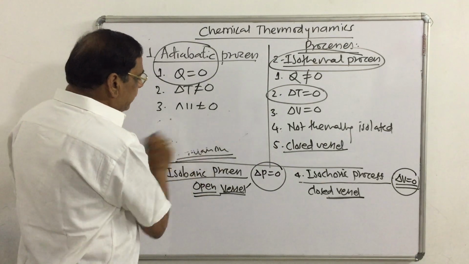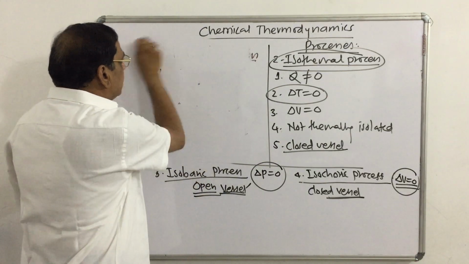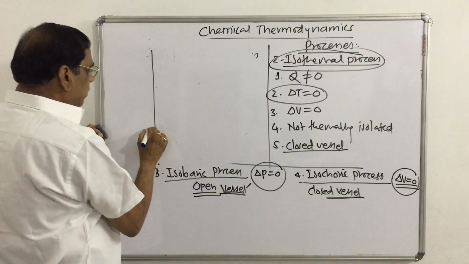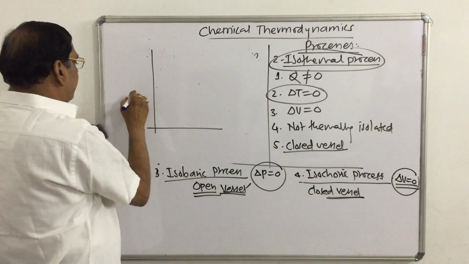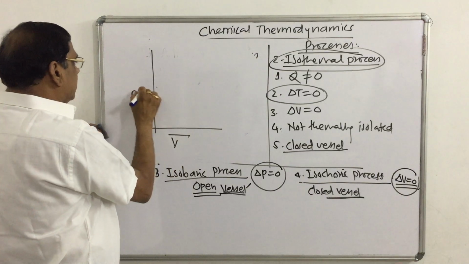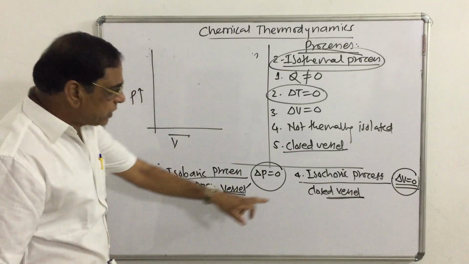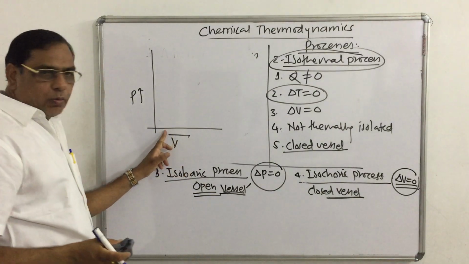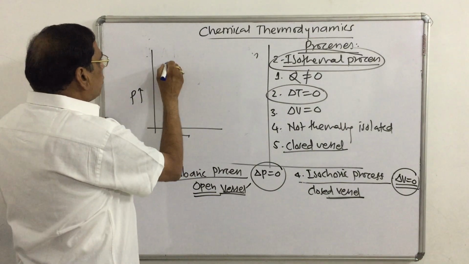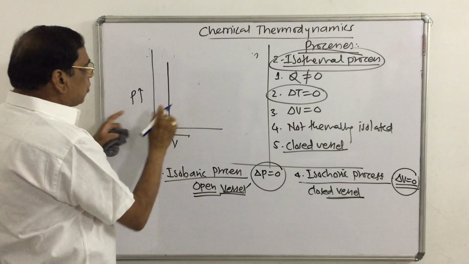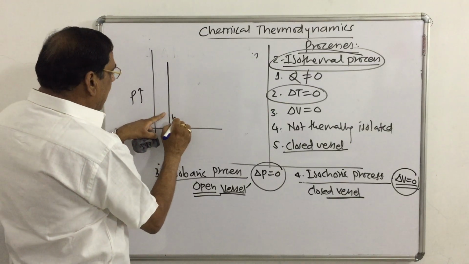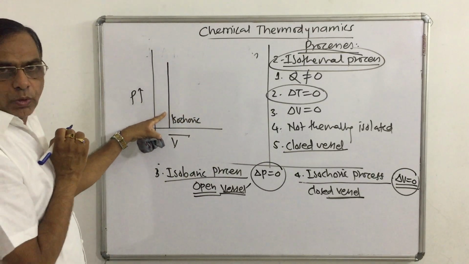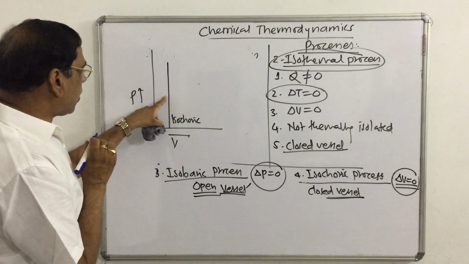Suppose a graph is plotted between pressure and volume. How can you indicate these processes? For example, let's take the first process, the isochoric process. In the isochoric process, the volume remains constant. Such a process is called an isochoric process, that is, the volume remains constant.